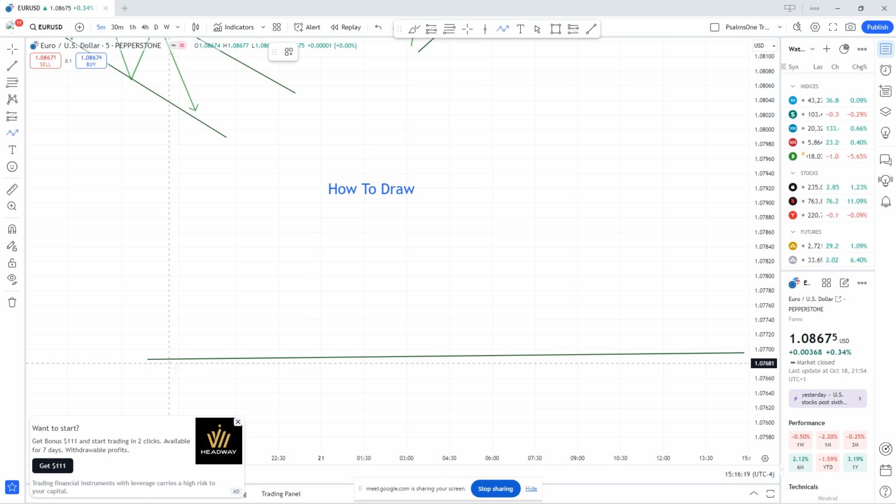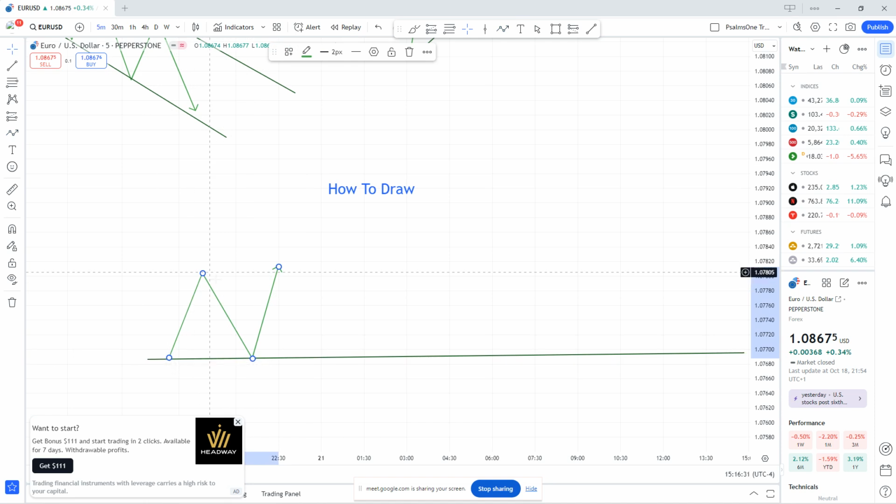You just have point A, point B. So what you do is you just need two points. This is your point A and this is point B. Draw a horizontal line, connect it together, and then extend it forward. Wait for new price action to form.